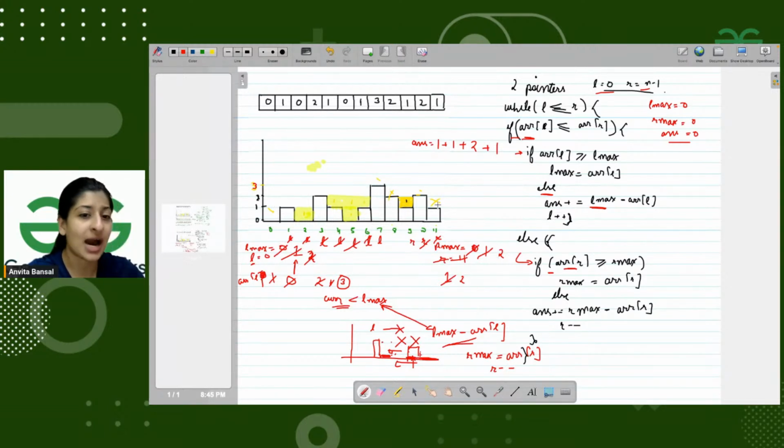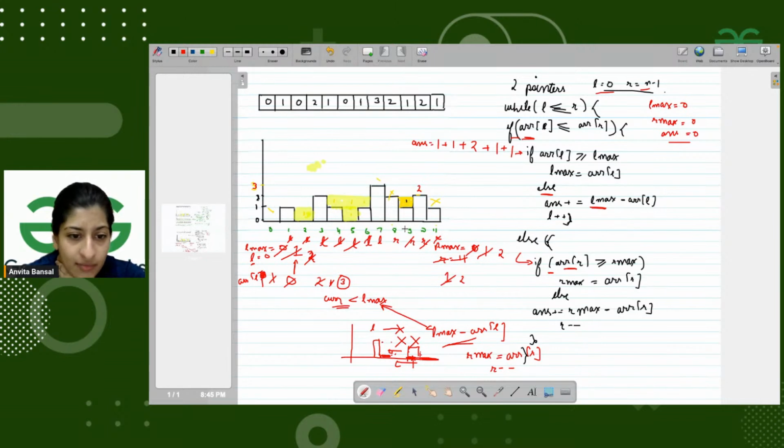That means R max, I am getting 2 from here, right? If R max is greater than my own value, it means I can store some water. Just understand it this way. If I can store some water, that would be equal to the R max minus my own height. That will be 2 minus my own height, 1. Okay. And then I will move one pointer, one step, to the left side, which is at this index.